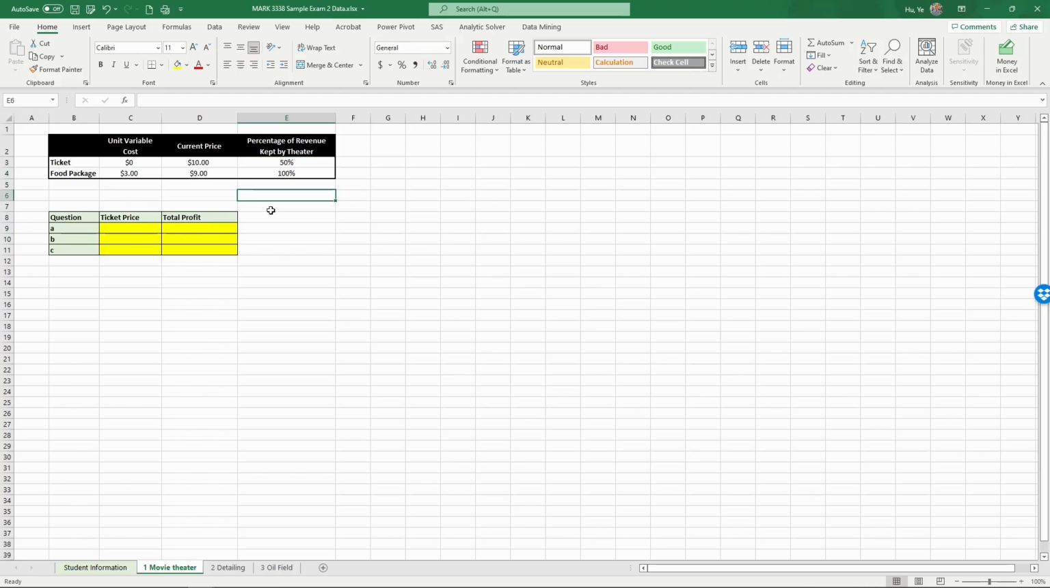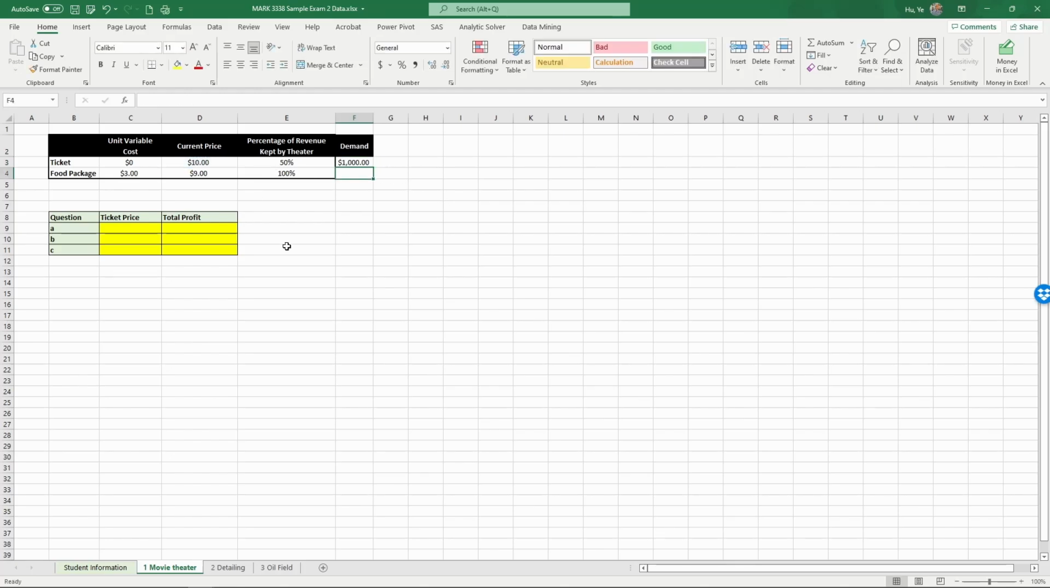So to do this calculation, first we're going to calculate the demand based on the demand function. So the demand is equal to 13,000 minus 1,200 times the ticket price. And enter. So that format is not what we want. And let's change this to general. So that's the demand level.